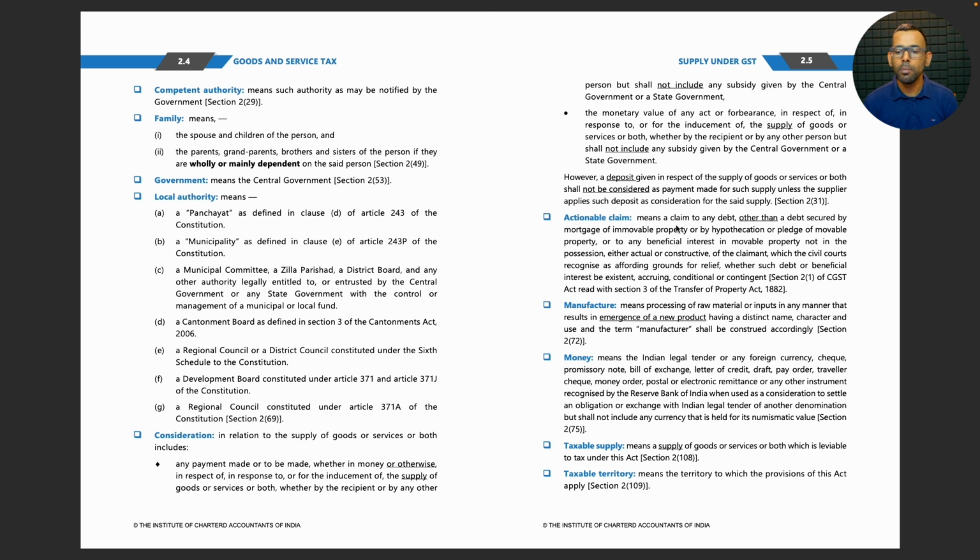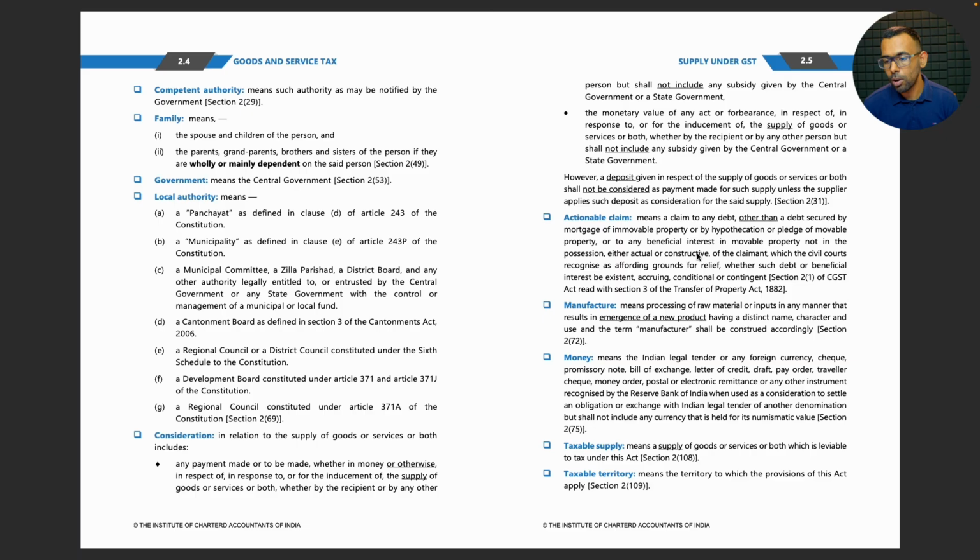Actionable claim. Actionable claim means a claim to any debt other than a debt secured by... okay, this was a little tricky definition yesterday. Let us read this again. Actionable claim means a claim to any debt other than a debt secured by mortgage of immovable property, or by hypothecation or pledge of movable property, or to any beneficial interest in movable property not in the possession, either actual or constructive, of the claimant, which the civil courts recognize as affording grounds for relief, whether such a debt or beneficial interest be existent, accruing, conditional or contingent.